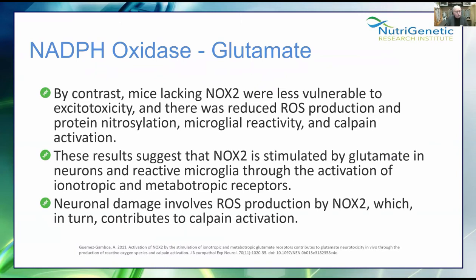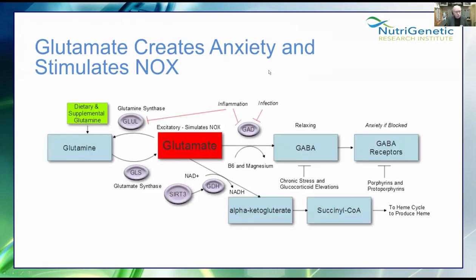By contrast, mice lacking NOX2, which is what stimulates the mast cells, were less vulnerable to excitotoxicity, and there was reduced free radical production. These results suggest that NOX2 is stimulated by glutamate. And again, we just get on the merry-go-round that just keeps going and going. So I'm a big fan of looking at ways to support the glutamate to GABA conversion. And here's a chart, and you'll get this whole chart if you'd like it.